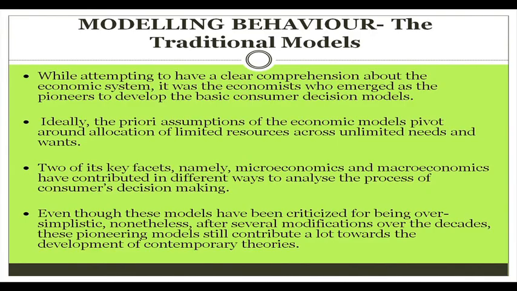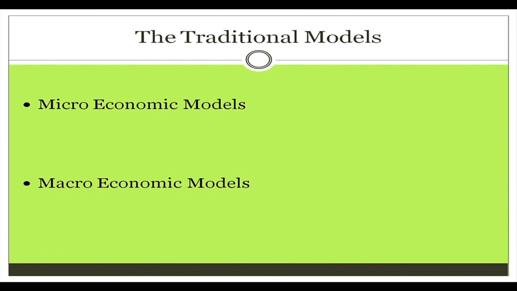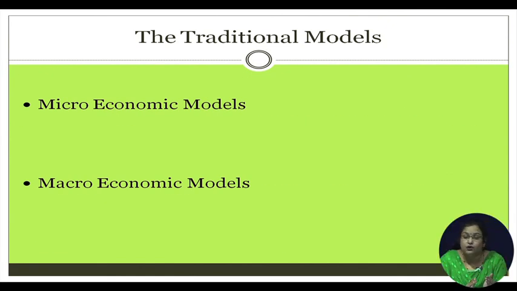From here we can understand that the traditional models are of two kinds: A is the microeconomic model and B is the macroeconomic model. The microeconomic model is individual choice specific, and the macroeconomic model is where we are talking about aggregate customers of the economy.